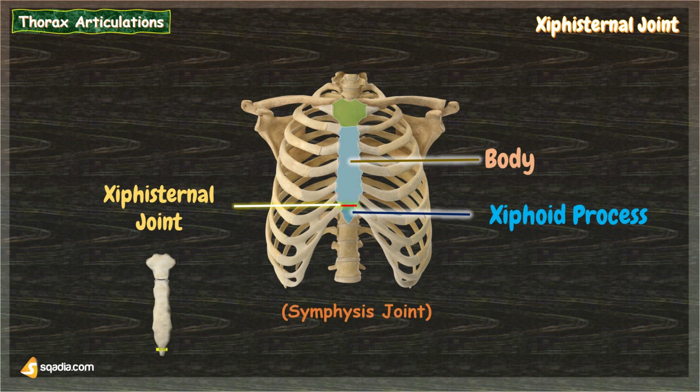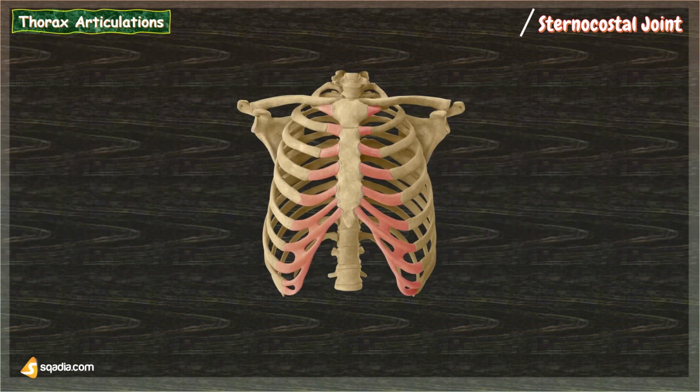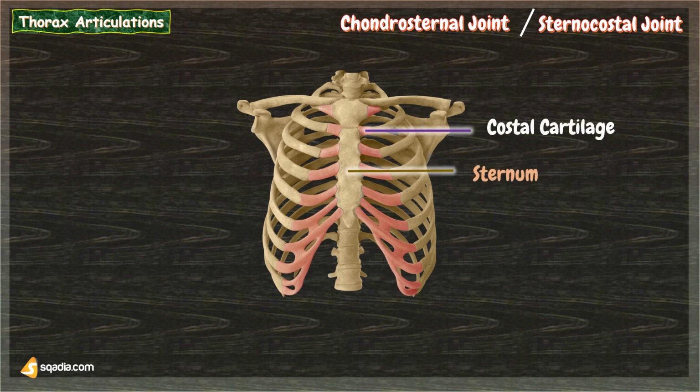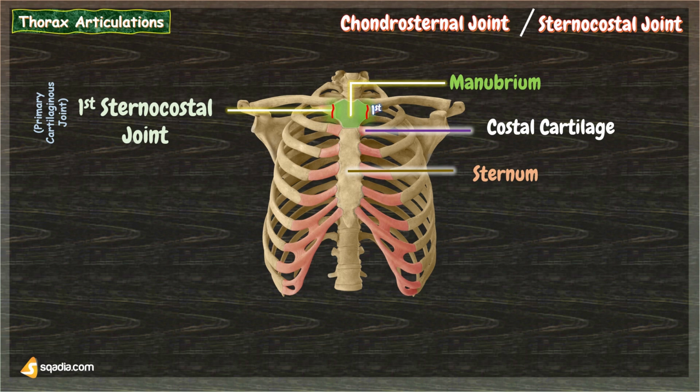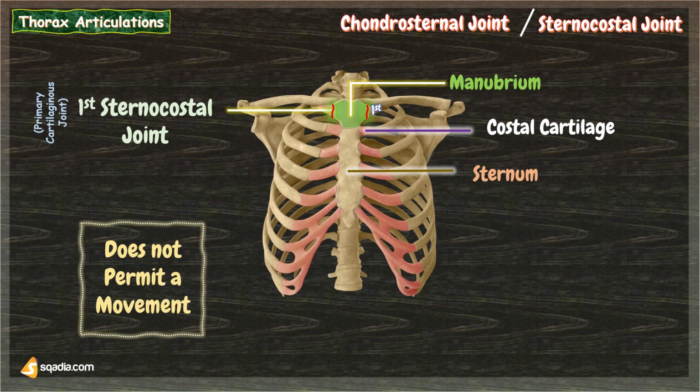Now let's talk about the sternocostal joint. It is also known as the chondrosternal joints. Sterno is for the sternum and costal from the costal cartilage. So, it's the joint between the sternum and the costal cartilage. The first sternocostal joint is a primarily cartilaginous joint between the manubrium and the first costal cartilage and does not allow for movement. This helps in the stability of the shoulder girdle and of the upper limb.